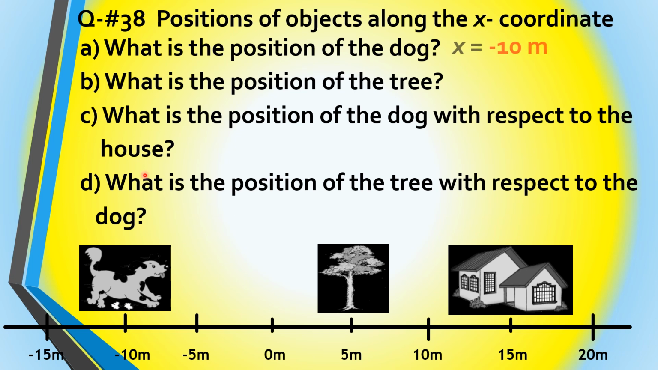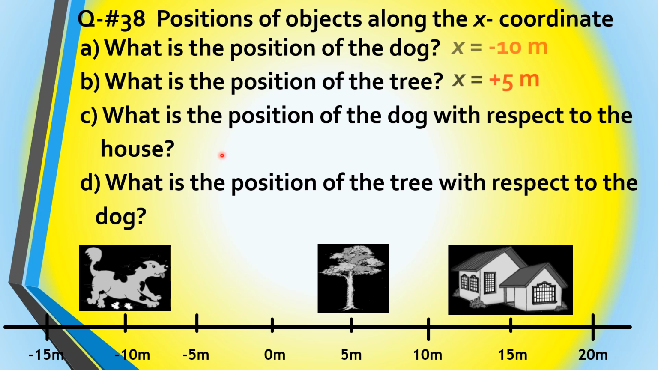Now, for letter B, what is the position of the tree? Again, looking at the illustration or the diagram, it's obvious that the tree is located at the x coordinate equal to positive 5 meters, which means that the tree is located 5 meters east of the origin.